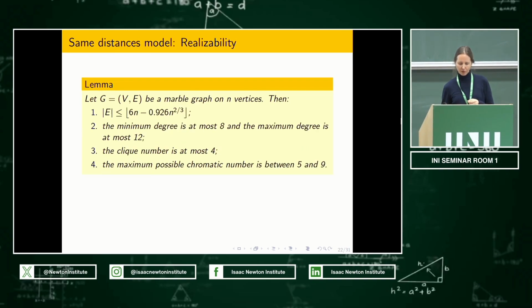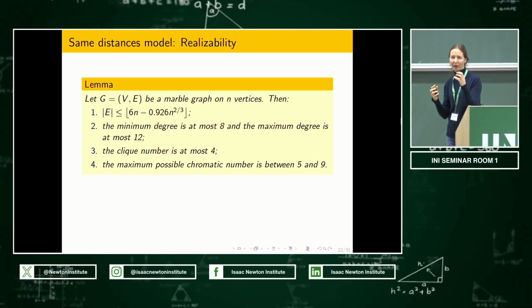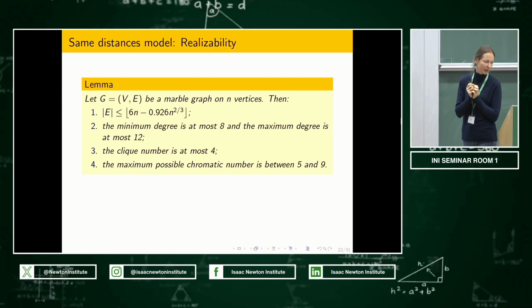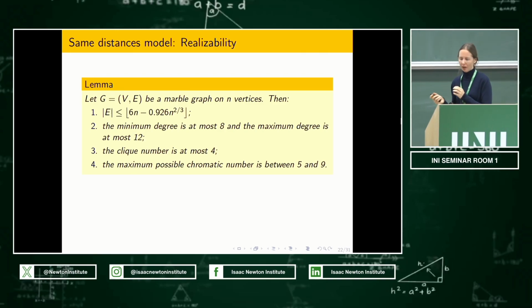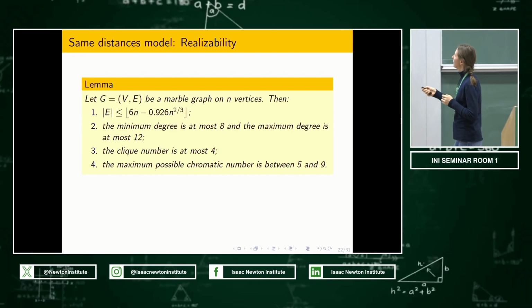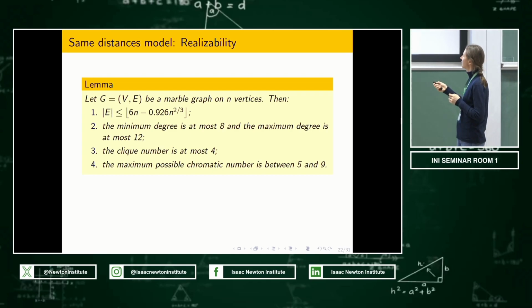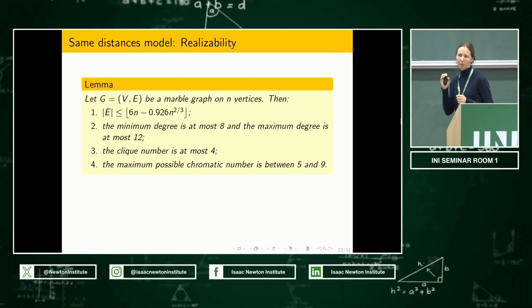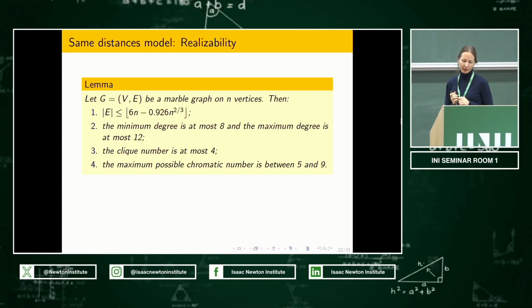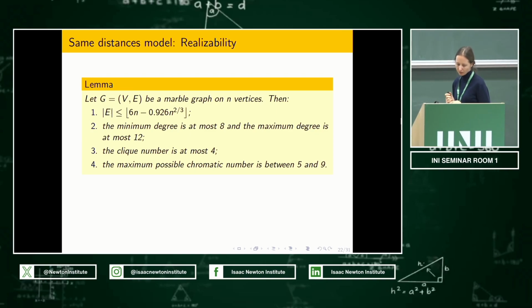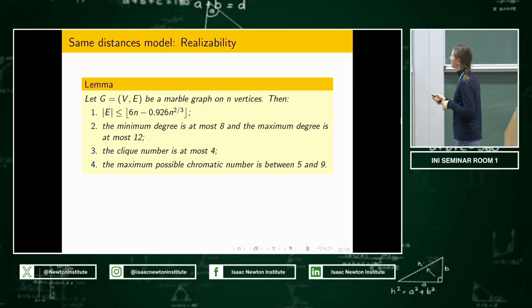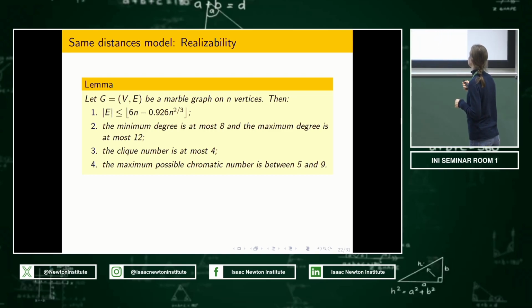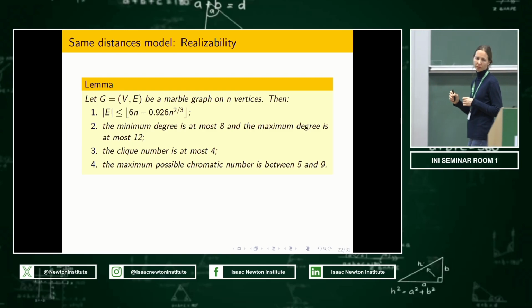There is a similar result for marble graphs. So now we have marbles in 3-dimensional space. Then there is this bound for the number of edges, and it's not known whether the bound is tight. In the 2-dimensional case, the bound on the number of edges was tight. The minimum degree is at most 8, and the maximum degree is at most 12. The clique number is at most 4, and the maximum possible chromatic number is not known, but it's known to be between 5 and 9.